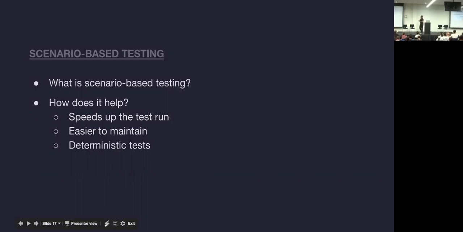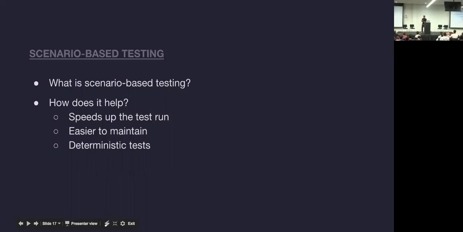So how does it help? It speeds up our test run because we are not going to go through all the UI interactions to run the test. It's easier to maintain because you are writing less code. And it's a deterministic test, because you are very sure that your app is going to start in a certain state, and you will be seeing this specific screen when your test starts. So your test will be deterministic.